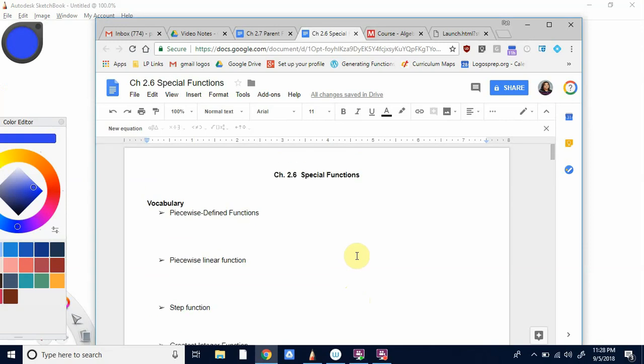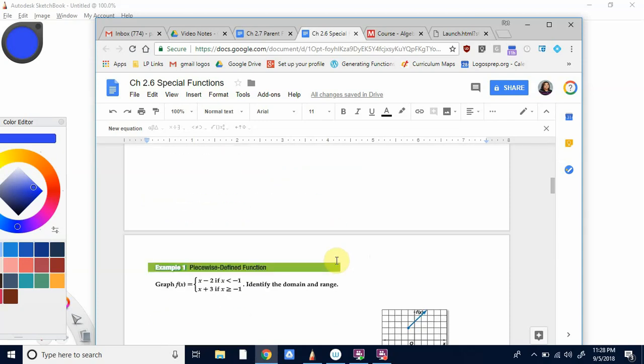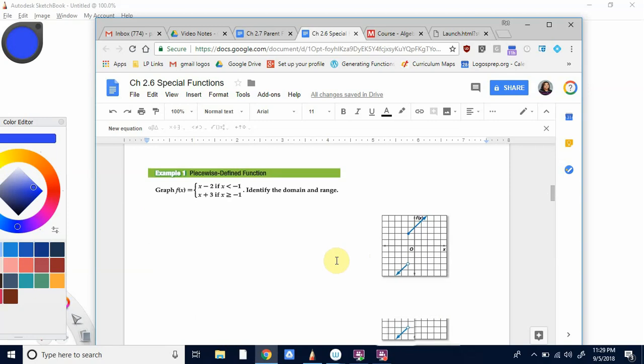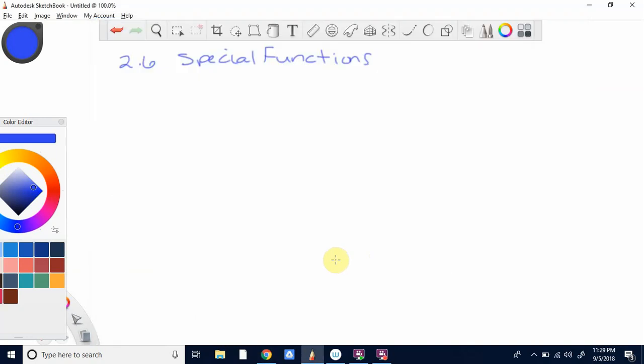What is a piecewise defined function? Basically, it's a function that's written using two or more expressions. Let's go straight into the example and look at example 1. This is a piecewise function, and students often get this really confused and struggle with it. So let's break this down.